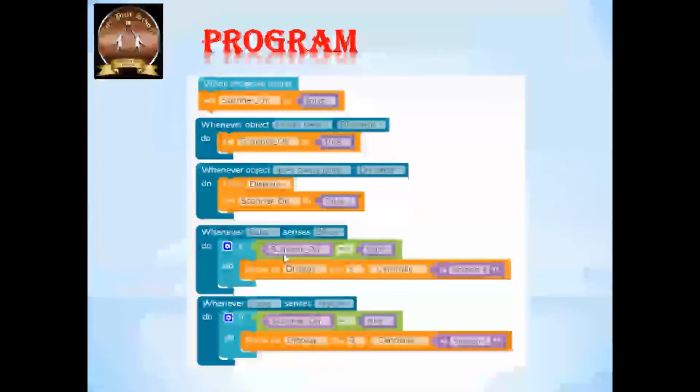So once it is on, when the color sensor is sensing blue and the scanner is on, then display screen 4. And when the color senses yellow and the scanner is on, then it should display screen 1. Fine. I hope it is clear. I will just repeat again. The main condition is the color will sense blue only if the scanner is on. Fine. I hope you understood.